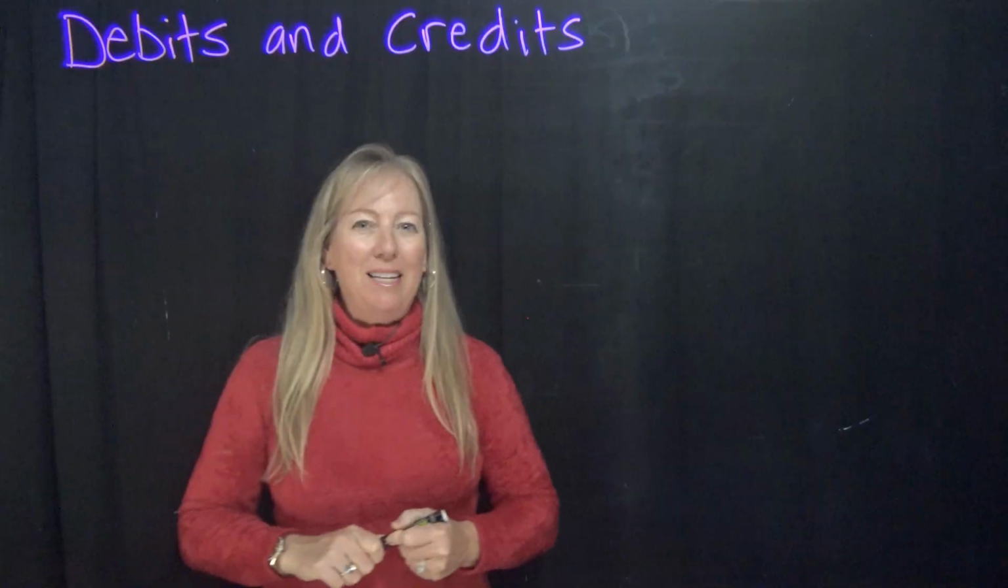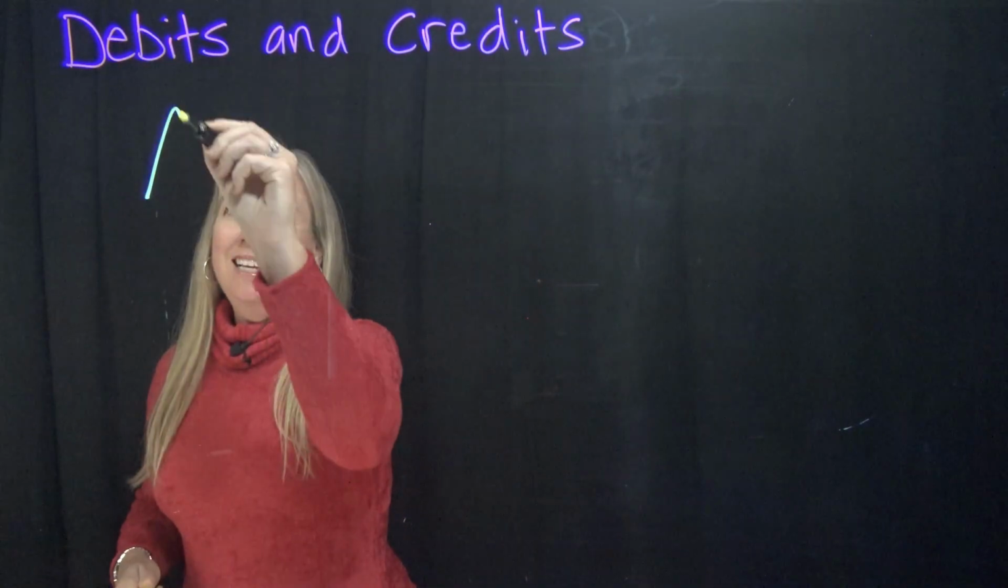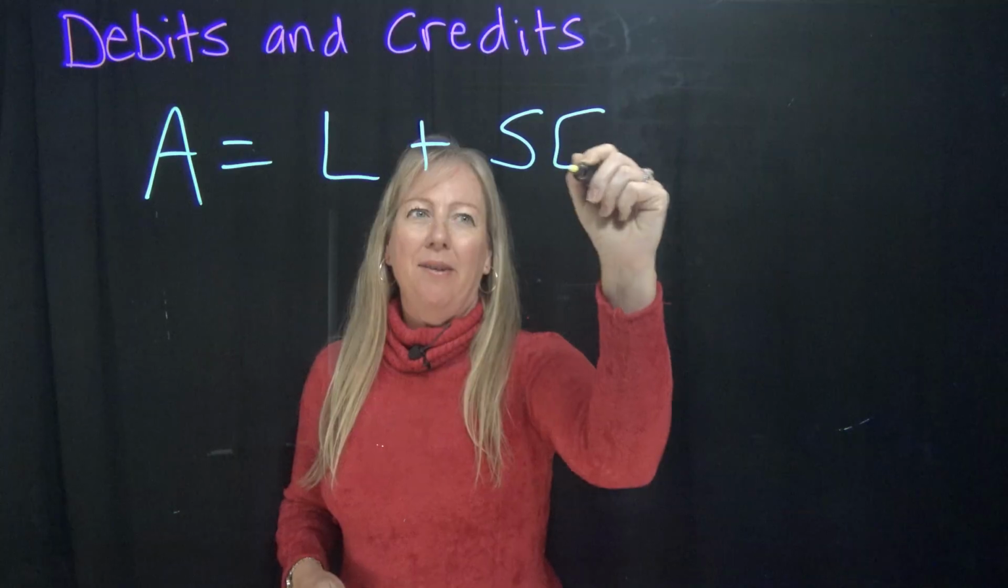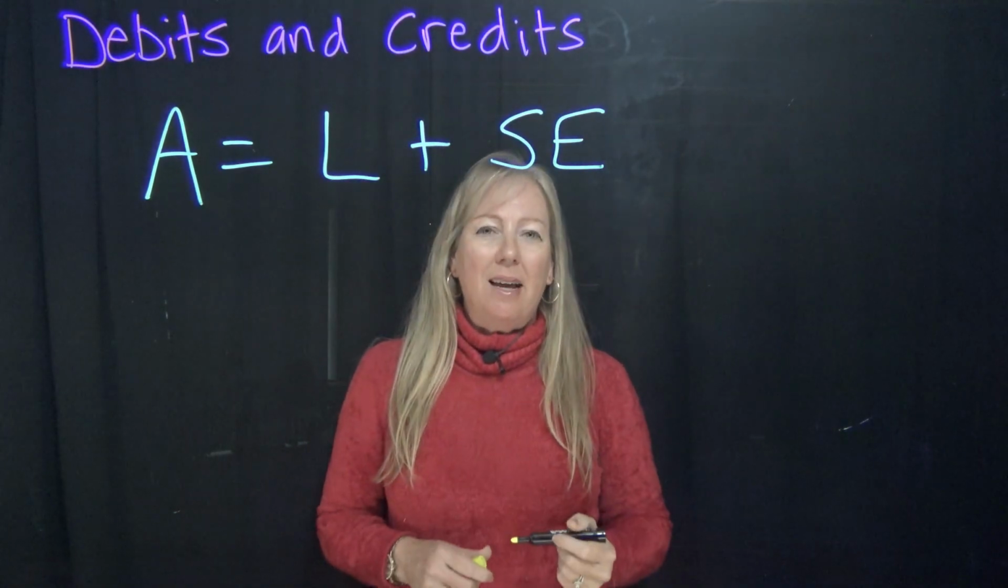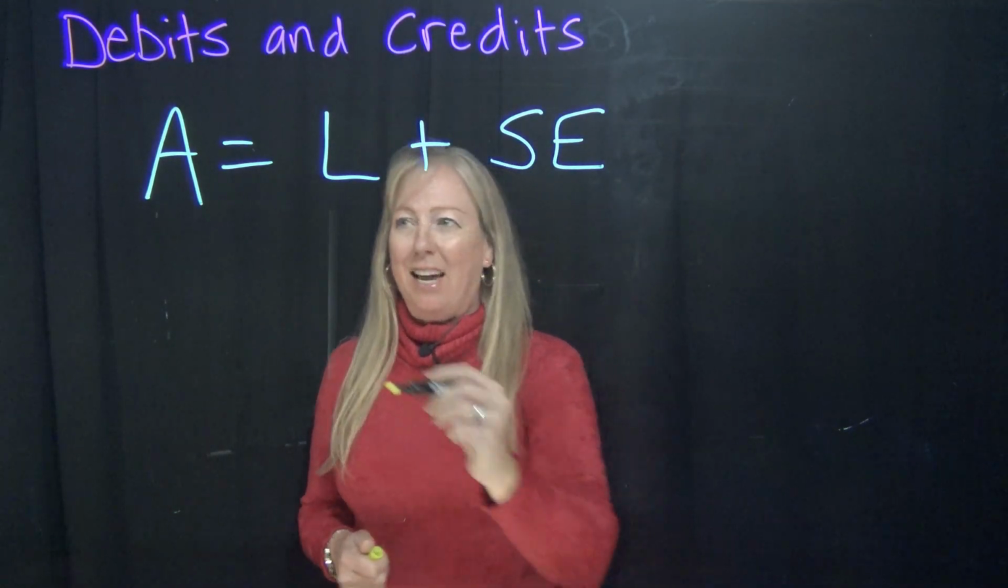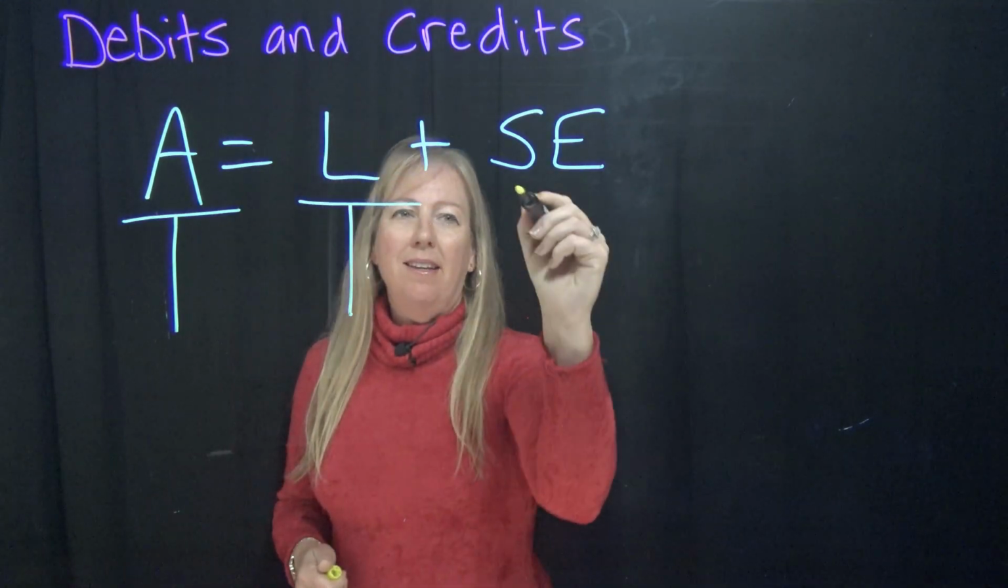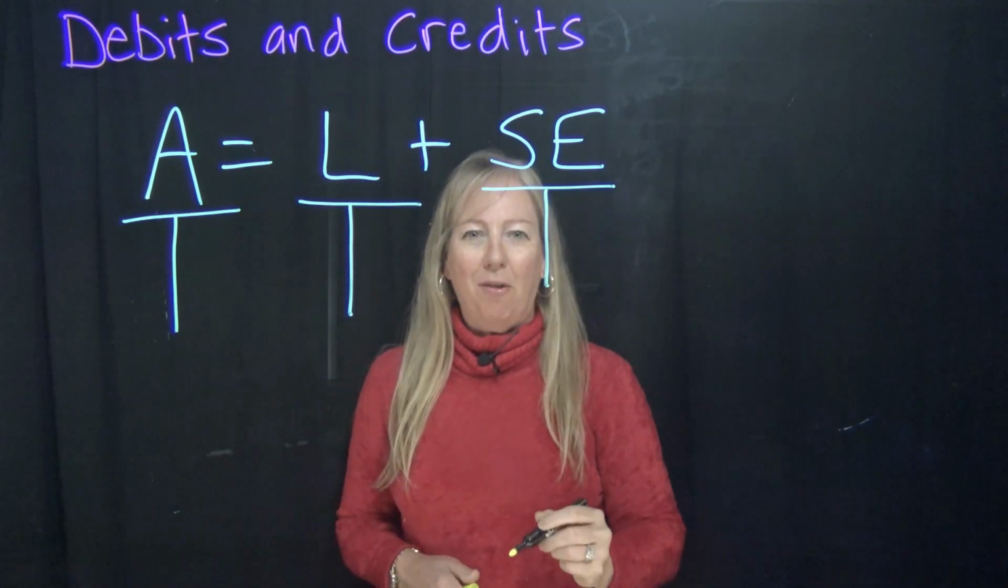Let's start with the basic accounting equation. Assets equals liabilities plus stockholders' equity. Under each one of these, I'm going to draw a T to represent a T account. All assets, debits and credits, work the same with liabilities, same with stockholders' equity.